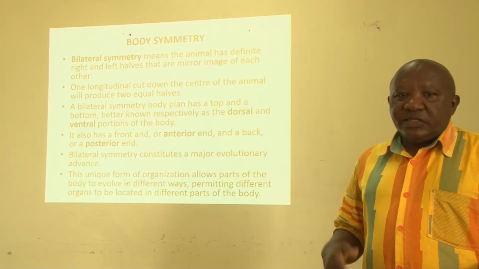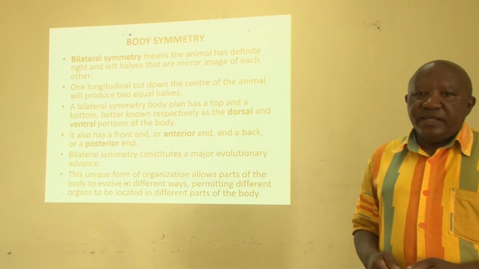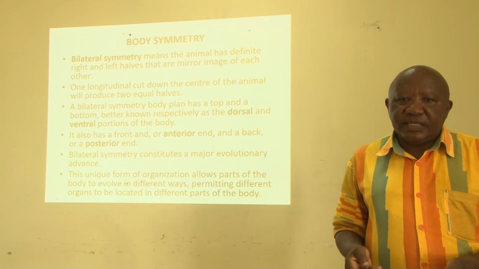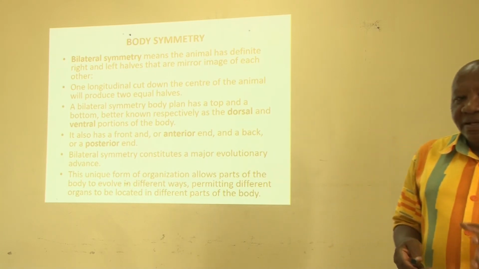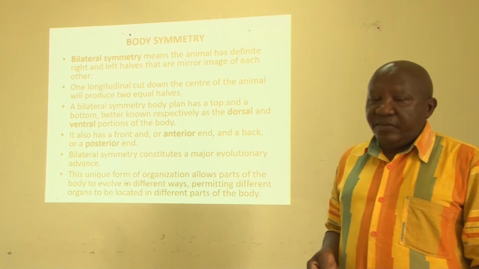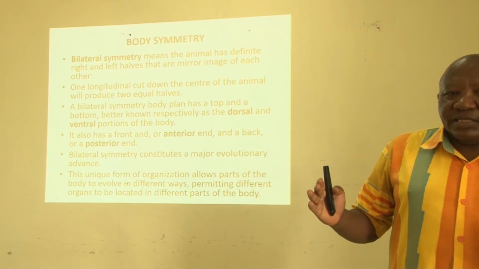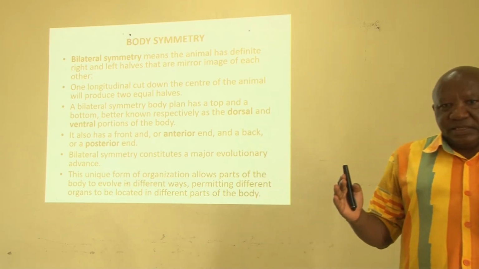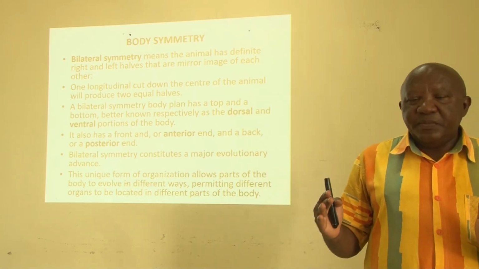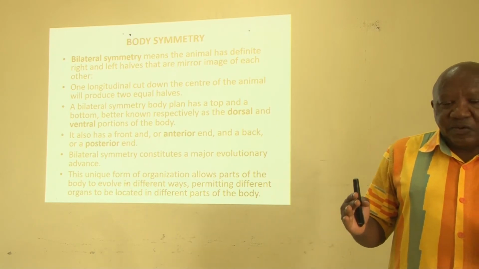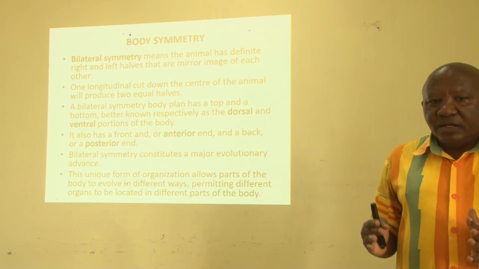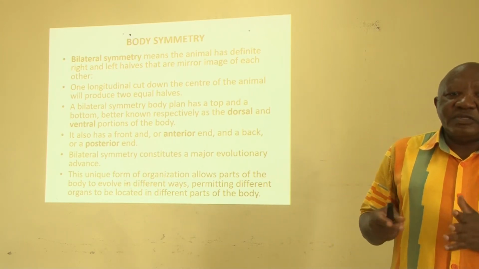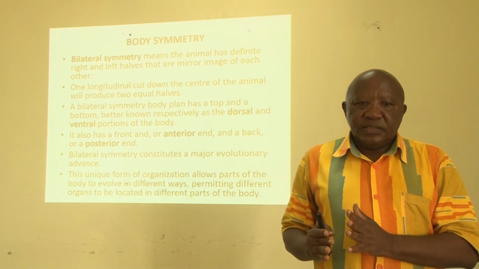Now let us look at bilateral symmetry. It means the animal has definite right and left halves that are mirror images of each other. Meaning that if you cut the animal in half, you will get two equal parts, which are mirror images of each other. One longitudinal cut down the center of the animal will produce two equal halves.